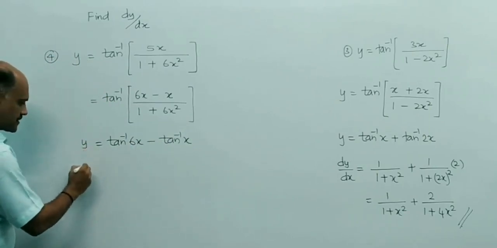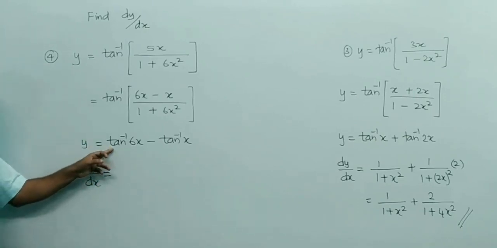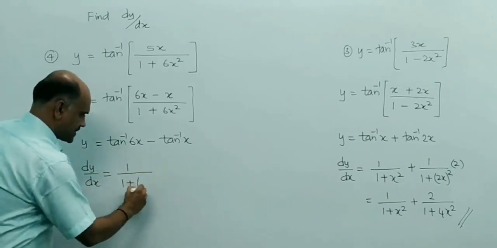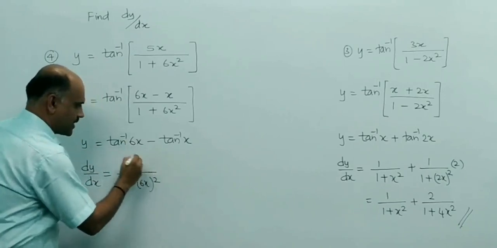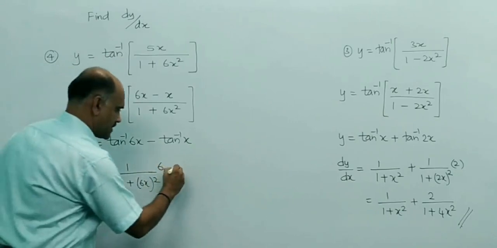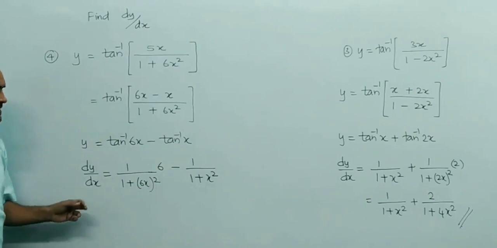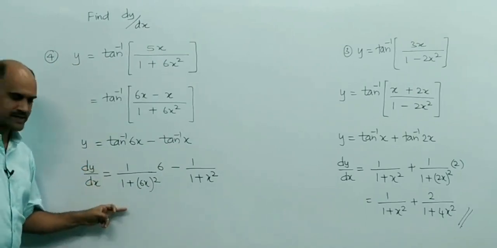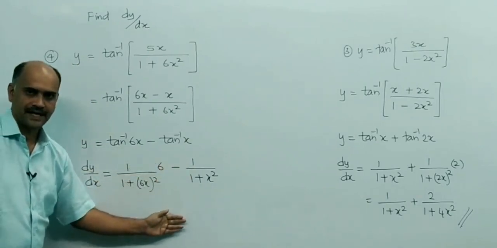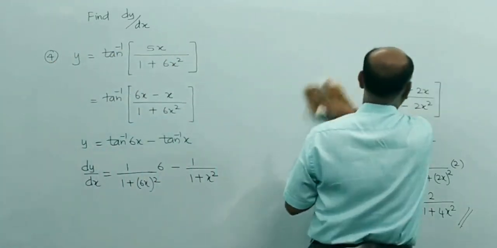Now you differentiate. So dy by dx is equal to tan inverse 6x, so 1 by 1 plus (6x) square. Again by chain rule, if you differentiate 6x, you will have 6, minus 1 by 1 plus x square. Last step you can simplify. This will be 36x square, then this you keep as it is. Clear, students?